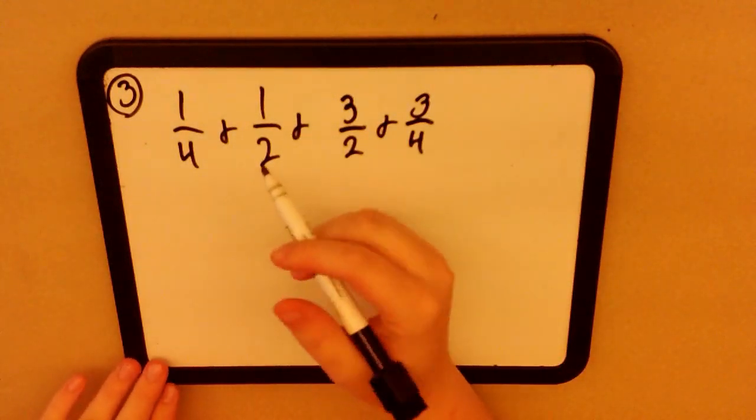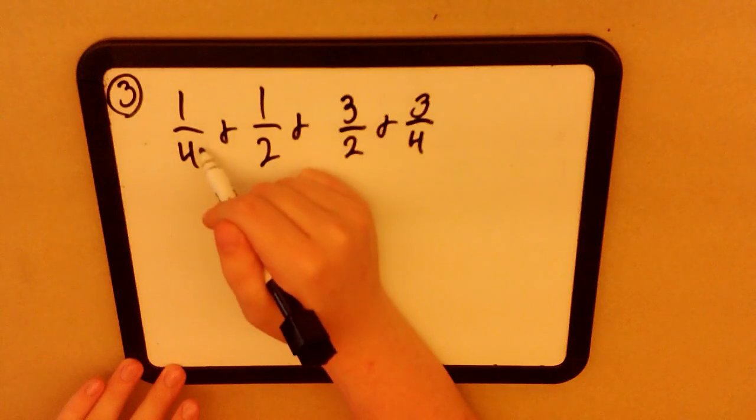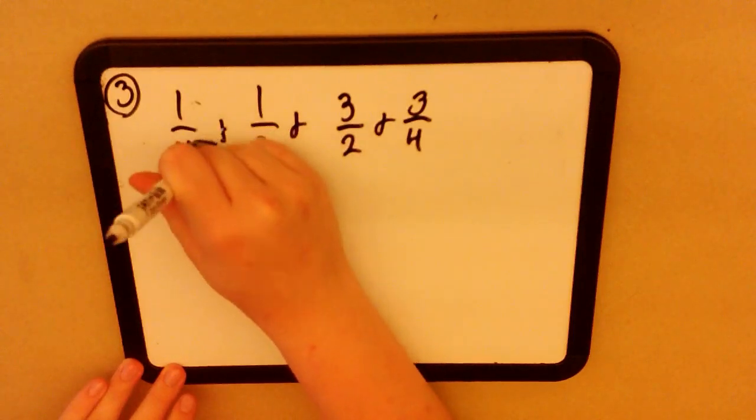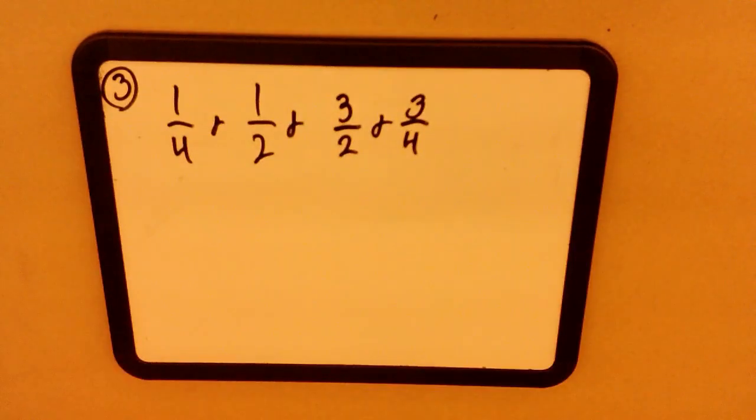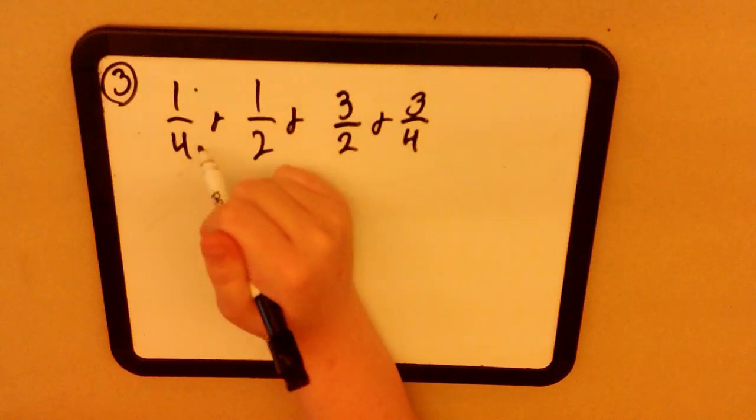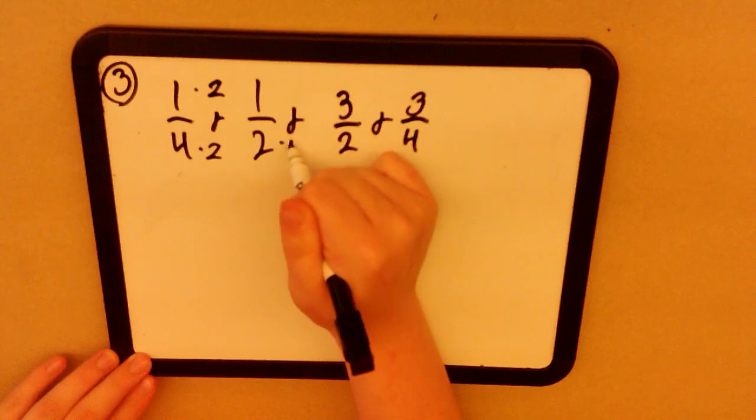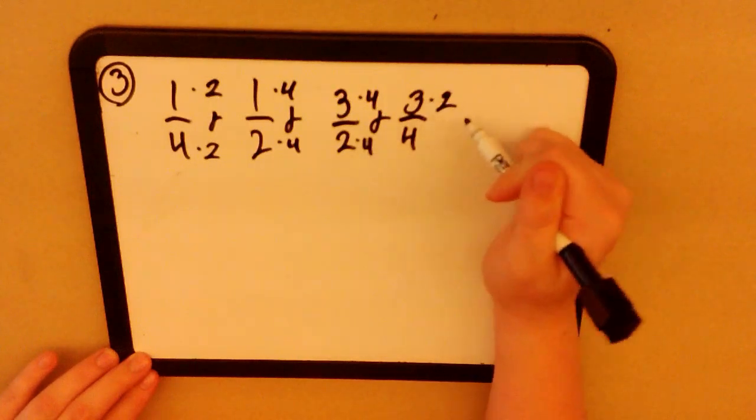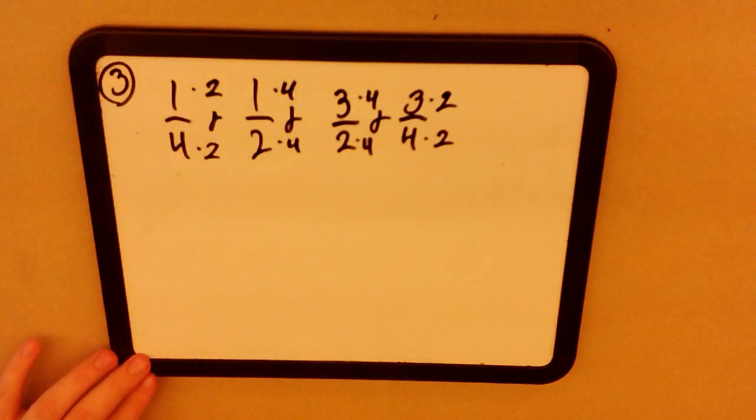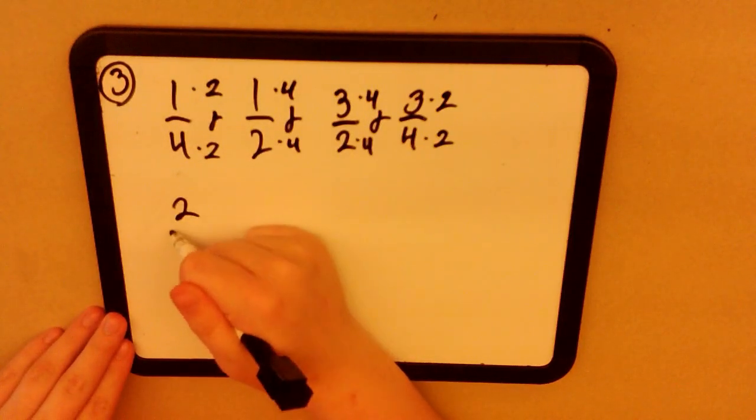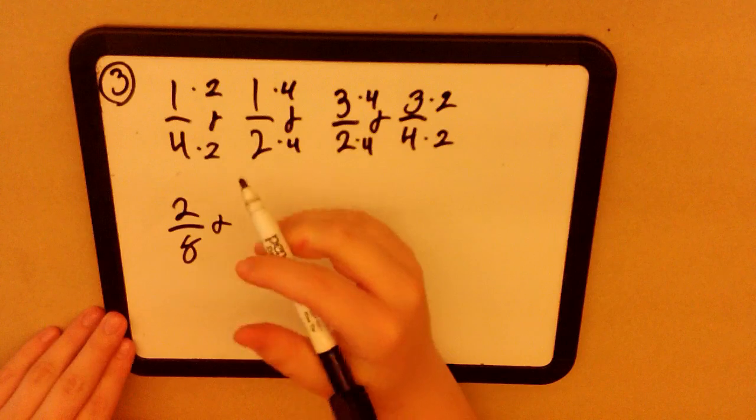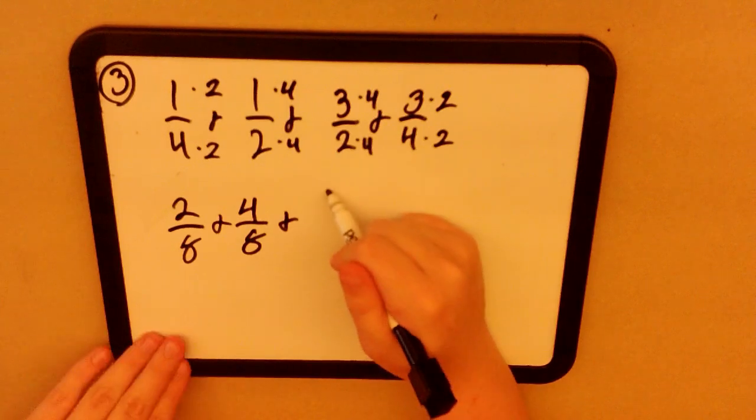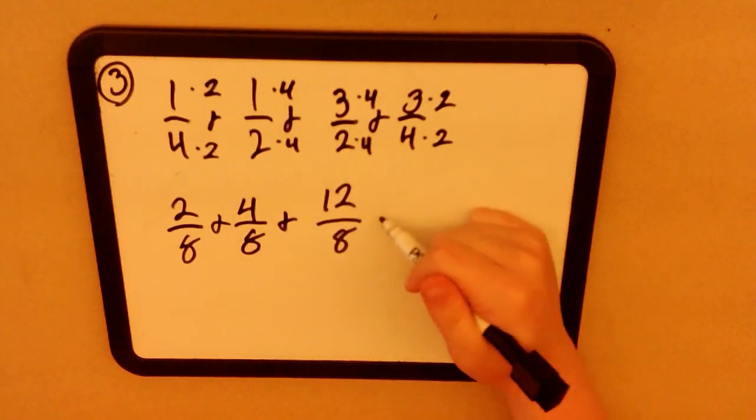And so to get this, we are going to multiply each place by the other number, basically, which I'll show how this is done. And so we're going to multiply 1/4 by 2. We're going to multiply 1/2 by 4. We're going to multiply 3/2 by 4. And we're going to multiply 3/4 by 2. And so 1/4 by 2 is going to be 2/8. And that's going to be added to 4/8. And that will be added to 12/8. And then that will be added to 6/8.